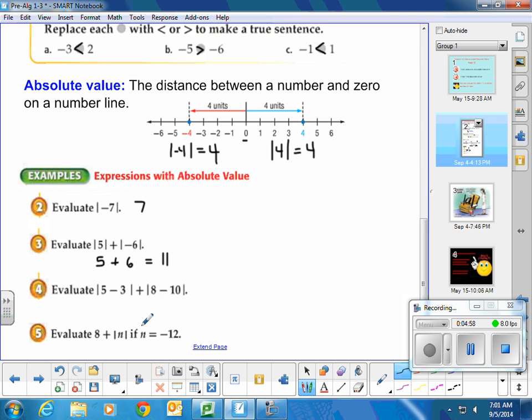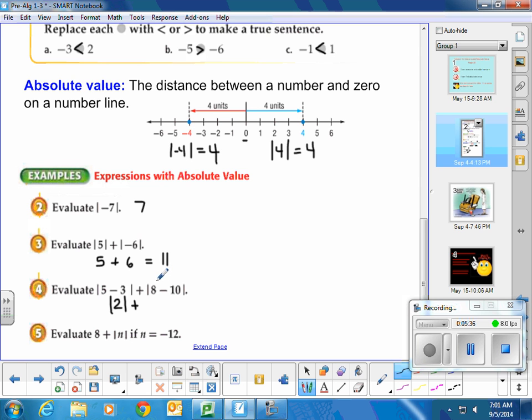In example number 4, you need to first do the problem that's inside of the absolute value symbols. 5 take away 3. 5 take away 3 is 2. So we have the absolute value of 2 plus, now this next one here, it sort of snuck in here. The textbook included one that's a little silly that we don't really talk about until the next lesson.